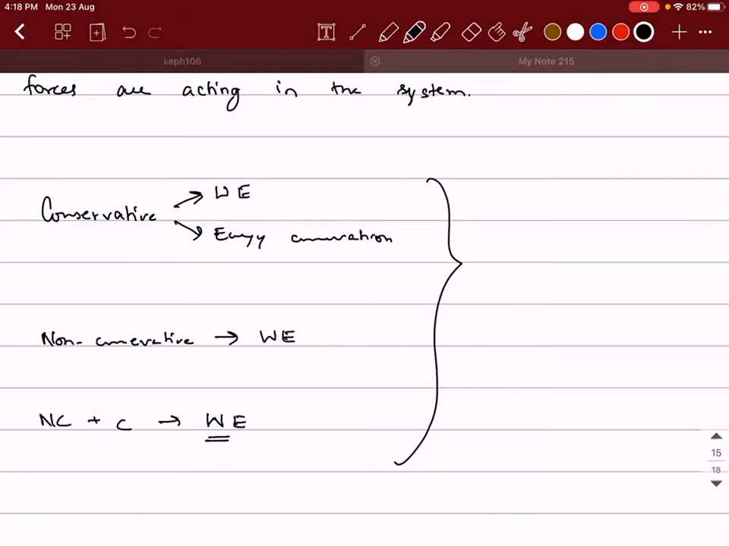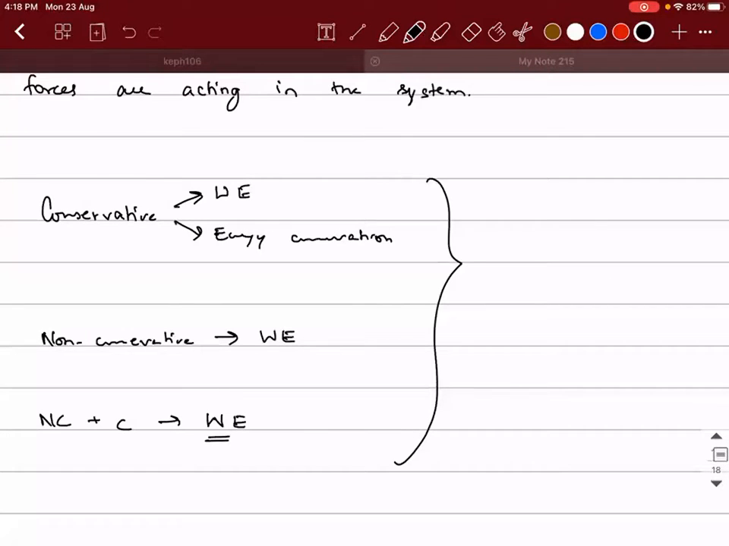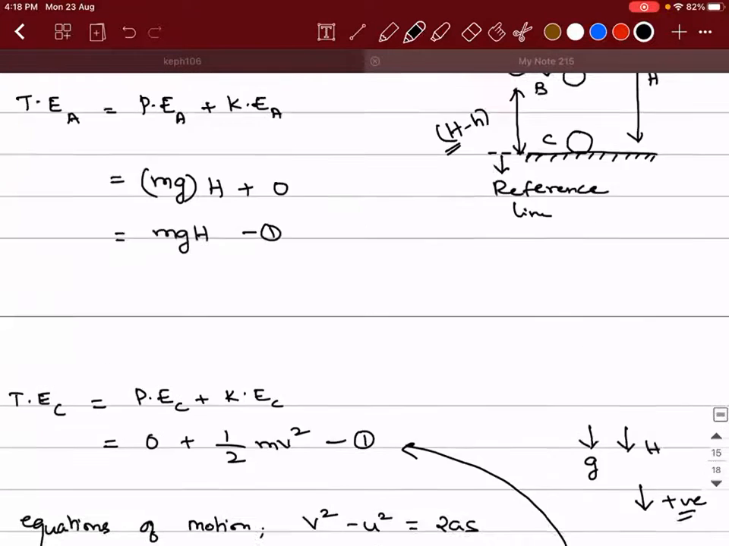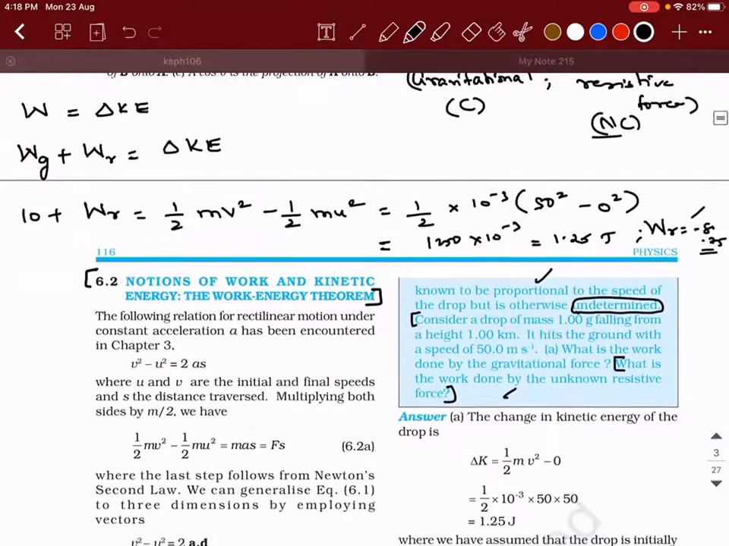Sir, why isn't energy conservation applicable for non-conservative force? The statement itself tells you. Read the statement again. What did I say? When an object is subjected to conservative forces. Because non-conservative forces will make the object lose energy. That is the reason it is not applicable.